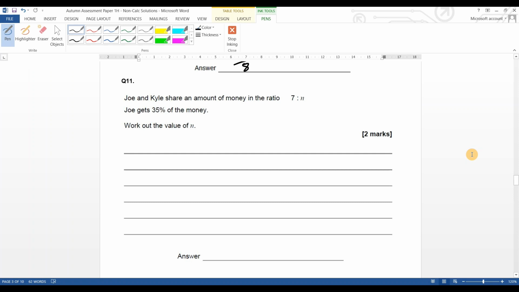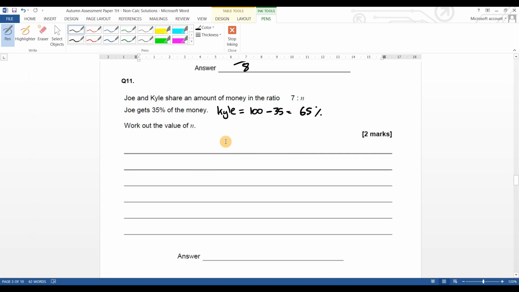Question 11. Joe and Kyle share an amount of money in the ratio 7 to n. Joe gets 35% of the money. Work out the value of n. Right. Okay, so if Joe gets 35% of the money, Kyle must get the rest, which is 100 minus 35, which is 65%.